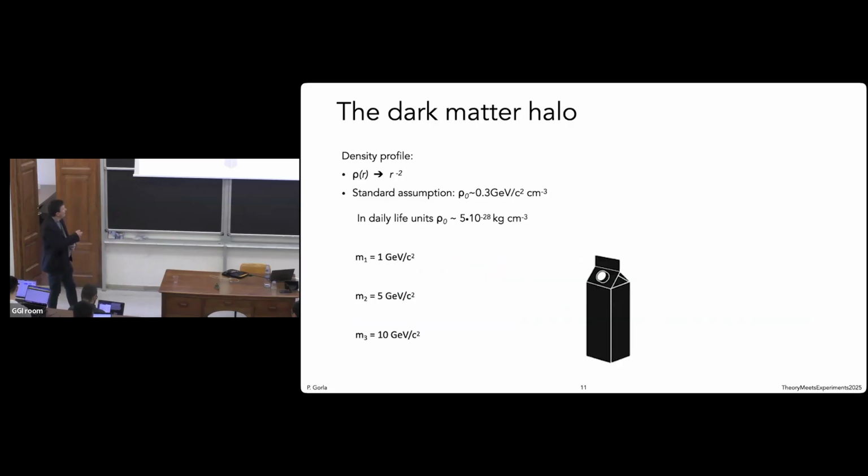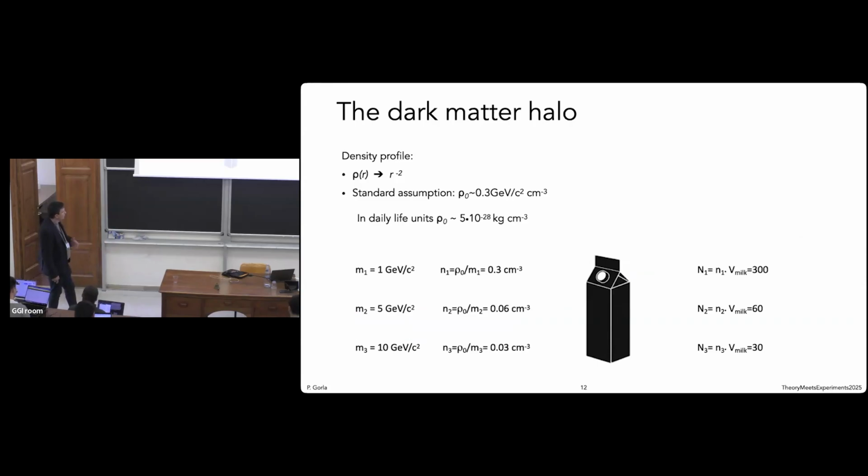So just to give you an idea, these are a few options for dark matter particles, even on the low mass range side, what people sometimes call light dark matter. If you have a volume of a liter, your milk volume, you end up having something like 300 particles in your volume if the mass is 1 GeV. It just goes down to 60 for 5 GeV, 30 for 10 GeV, and so on. And so you can scale this.